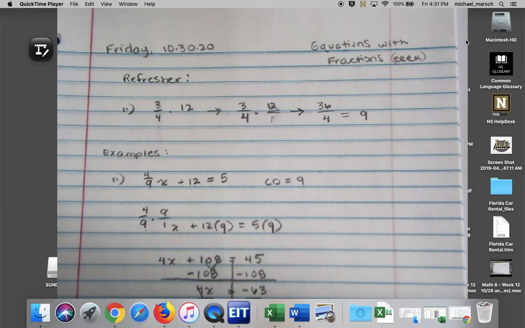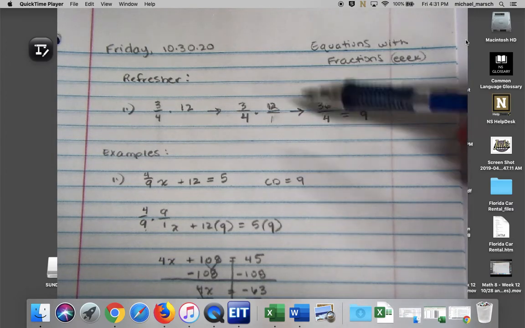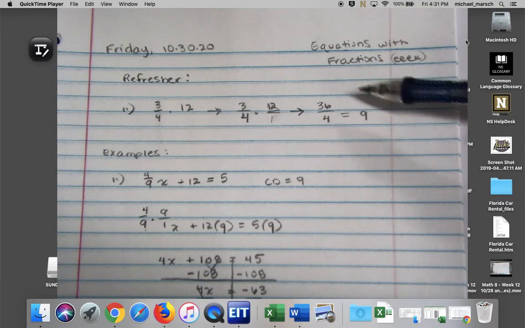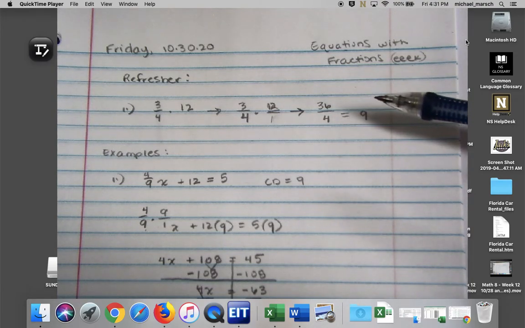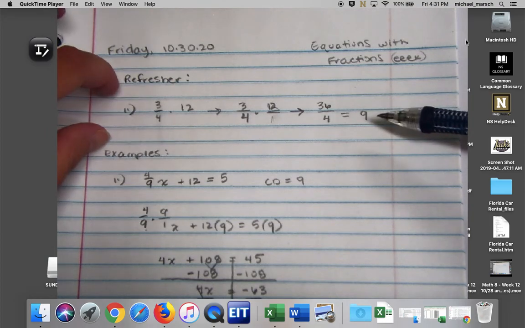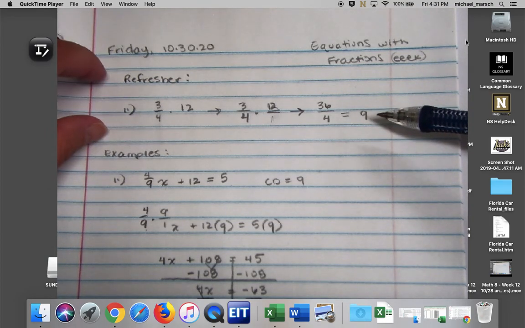Okay, so on Friday we left off, we were doing equations with fractions, and third period you had a couple more refreshers than sixth and seventh, which is fine. It's no big deal. But after having you guys in class, I realized I could probably just do one example. So that's why it just looks like there's one example here.